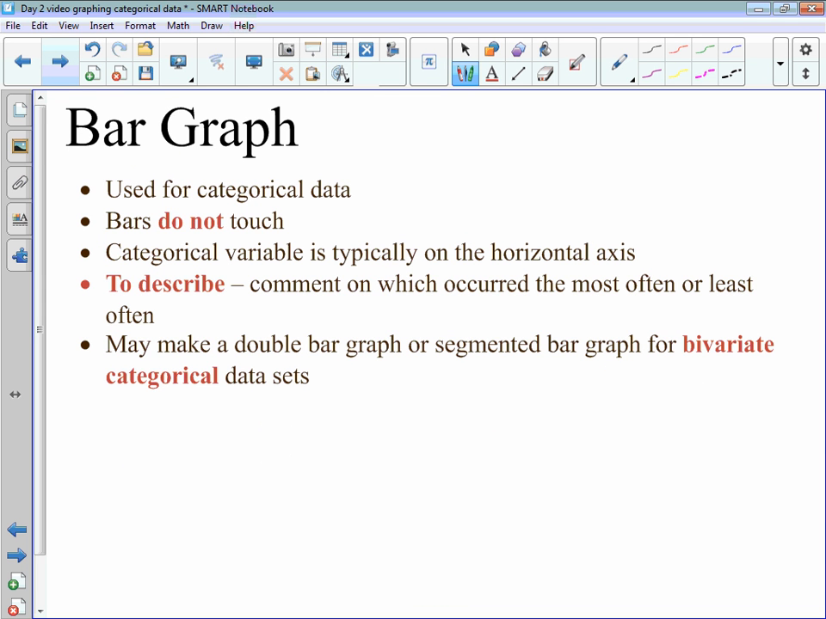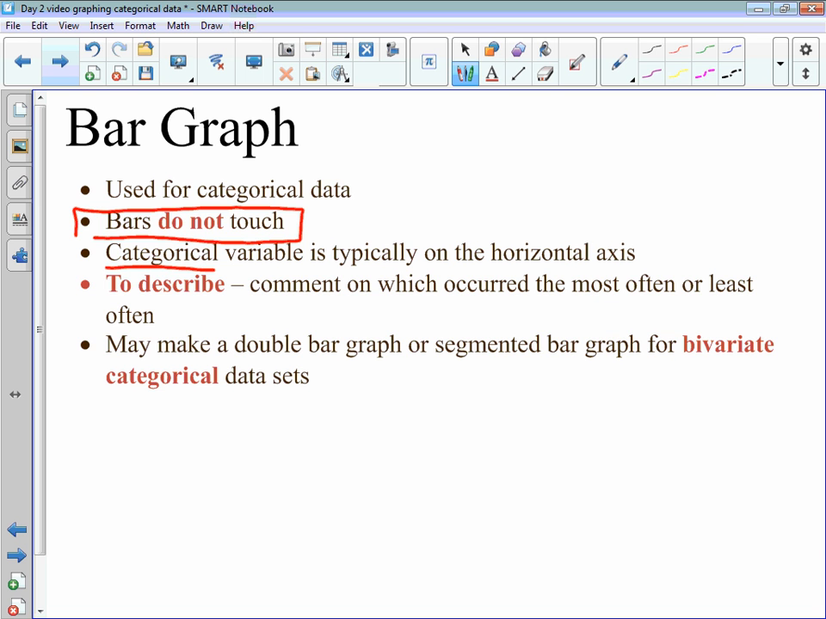A bar graph is what we showed earlier. We use a bar graph for categorical data. This is the big thing: the bars do not touch. Bars do not touch. No touching. Because if the bars touch, then it becomes a different type of graph called a histogram that we will use for quantitative data.